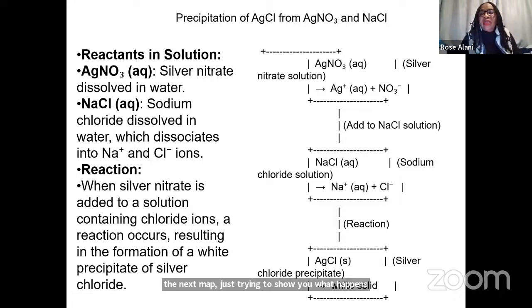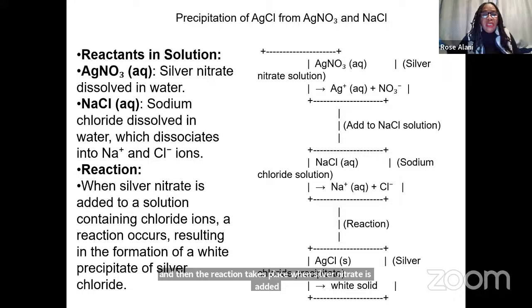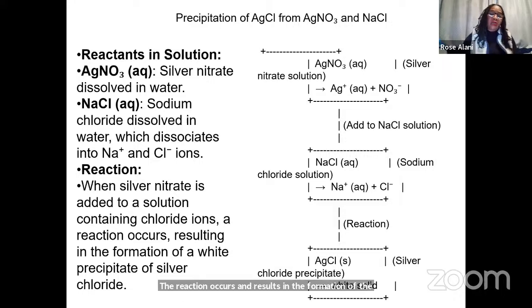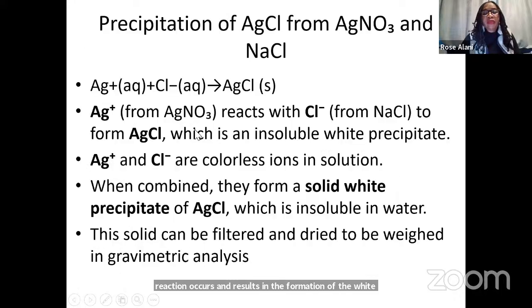Just a schematic representation of what I just explained to you is what I'm showing you here. The silver nitrate dissolves in water, and the sodium chloride dissolved in water dissociates into sodium ion and chloride ion. Then the reaction takes place when silver nitrate is added to the solution containing the chloride ions. The reaction results in the formation of the white precipitate of silver chloride. So this is exactly what I explained.